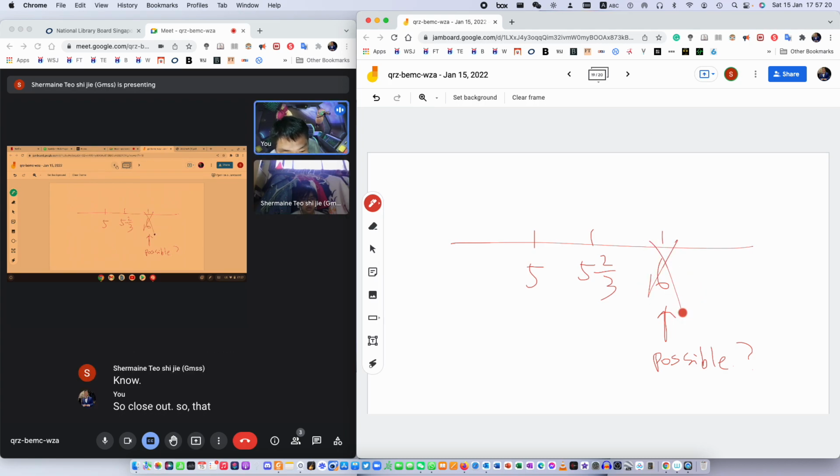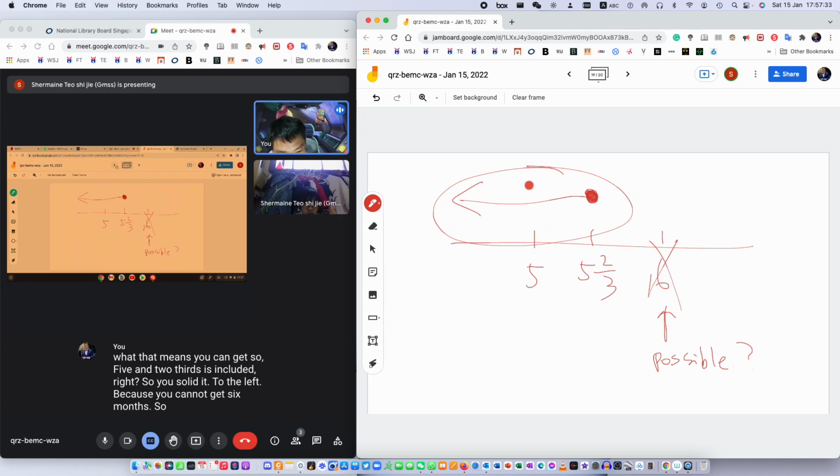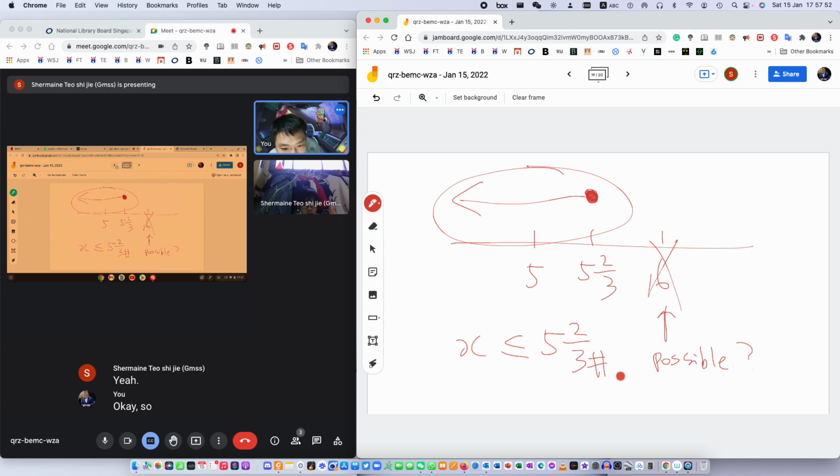So that means you can get 5 and 2/3, so it is included, right? So you make it solid to the left, because you cannot get 6 buns. So this is the inequality you represent, which is x smaller than or equal to 5 and 2/3. So this is the answer. Are you clear? Okay, so that's how you answer this question.